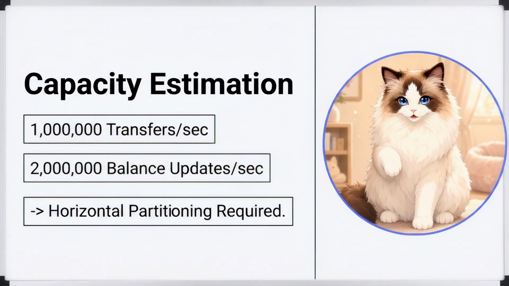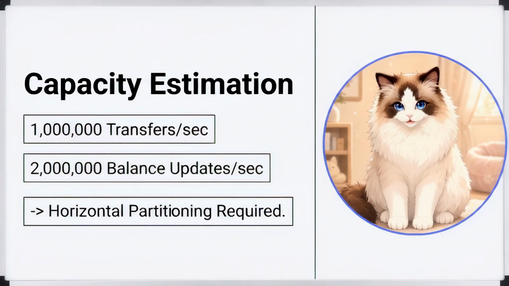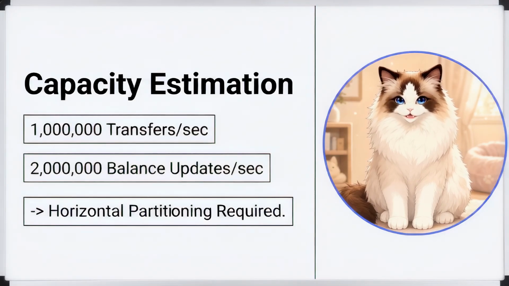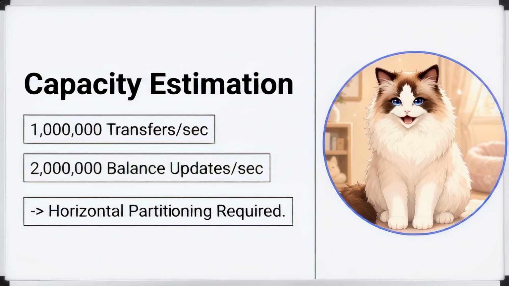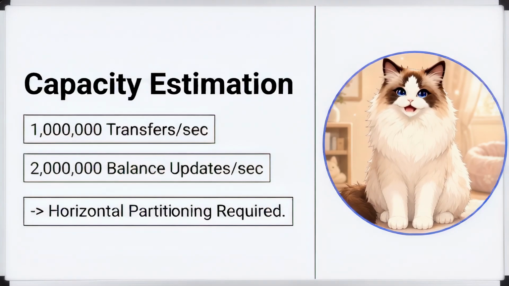If our target peak throughput is 1 million transfers per second, we can perform a quick back-of-the-envelope capacity estimation. Every single transfer updates 2 wallets, debiting the sender and crediting the receiver. This means we are looking at roughly 2 million balance updates every second. Since no single database instance can handle 2 million transactional writes per second on its own, a single database won't be enough. We will absolutely need to use horizontal partitioning and sharding across our data layer.